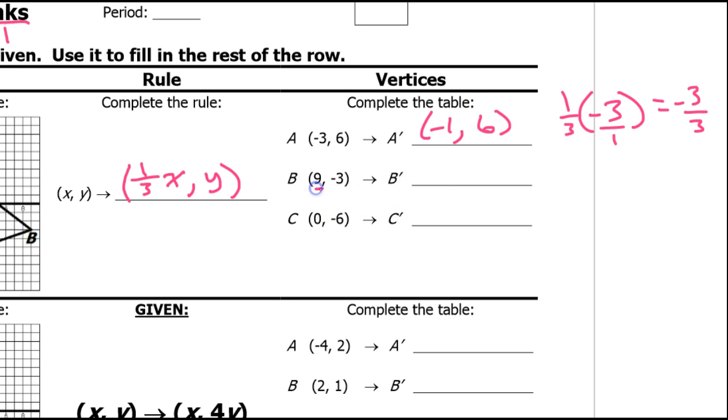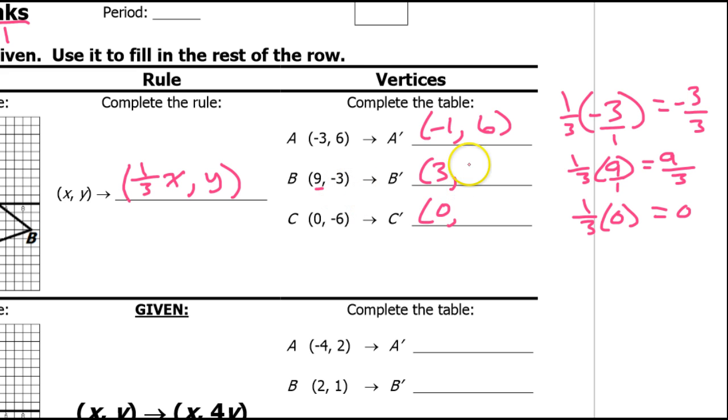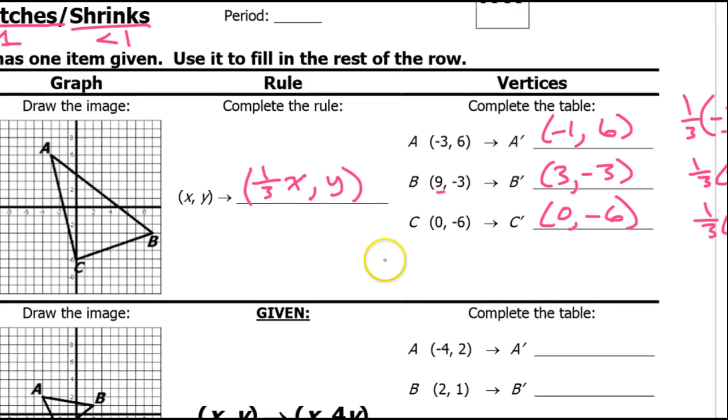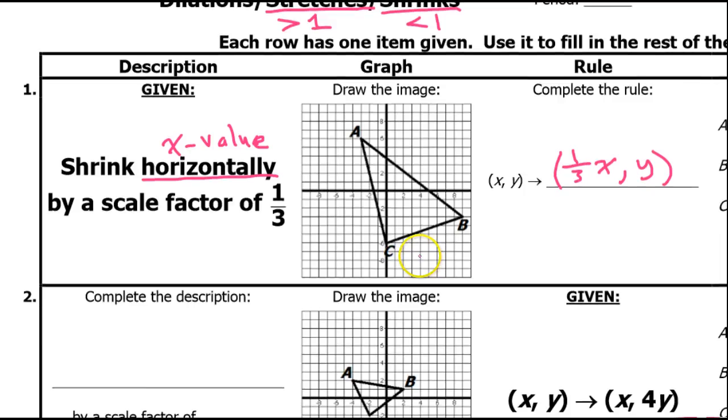Now if I take this x value and multiply it by 1/3, that's going to be 1/3 times 9. Okay, so that's just 9/3, and that is going to be 3. And of course, anything times 0 is 0. So if I do 1/3 times 0, I'm going to get 0. And the y value stays the same. So these will be the new vertices, or the images, after I do this horizontal shrink.